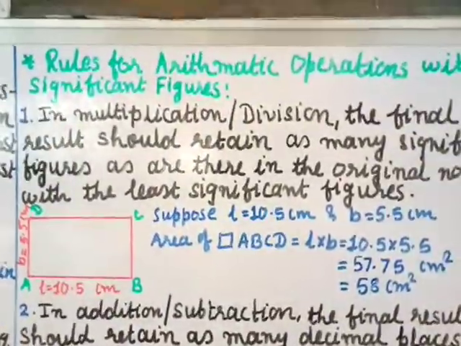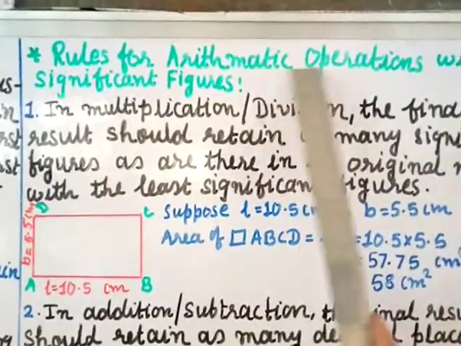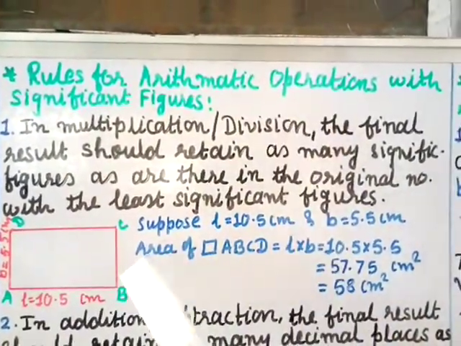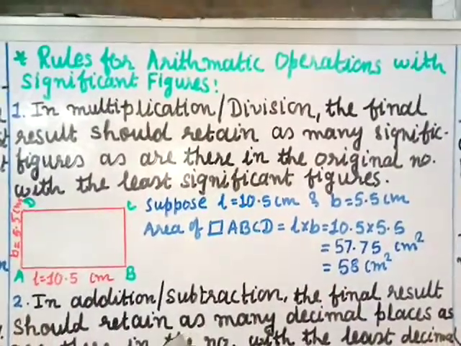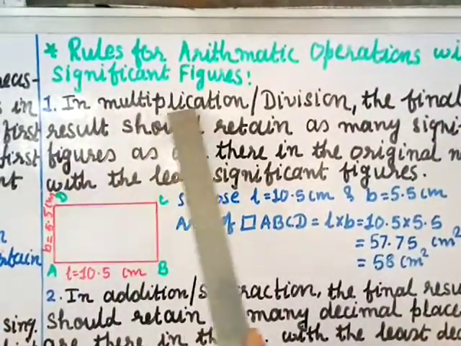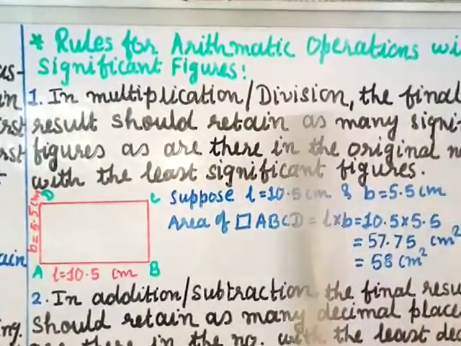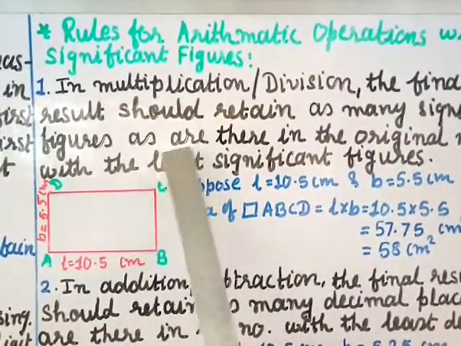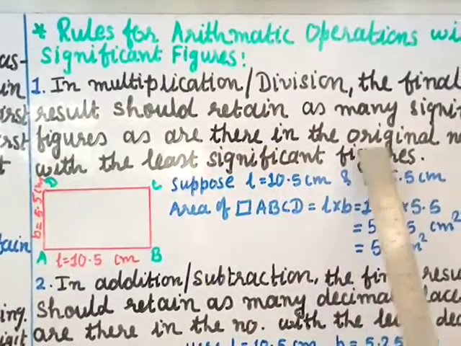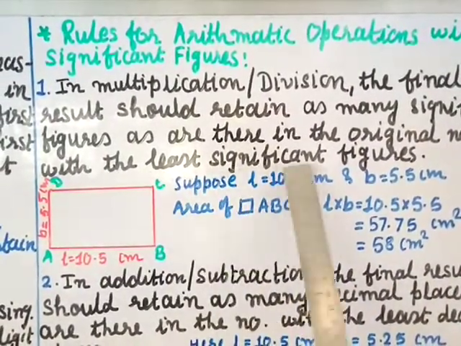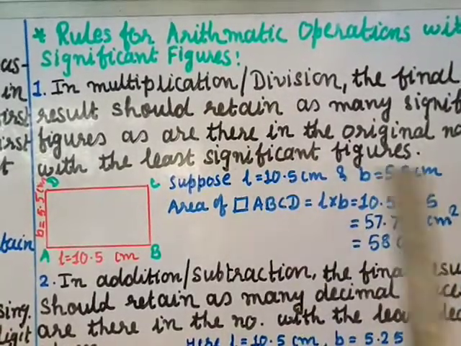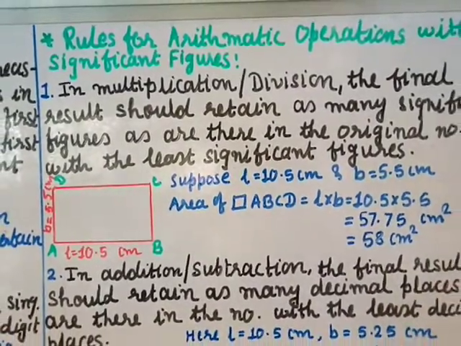Next we have the rules for arithmetic operations with significant figures. Arithmetic operations means addition, subtraction, multiplication, division. So number 1, in multiplication or division, the final result should retain as many significant figures as are there in the original number with the least significant figures. So you have to see the least significant figures in your given data. That will be in the final answer.